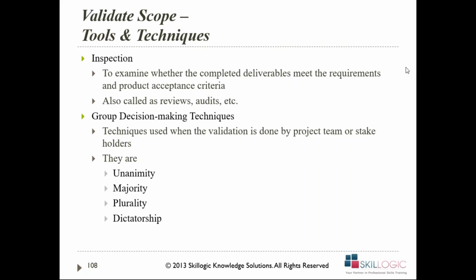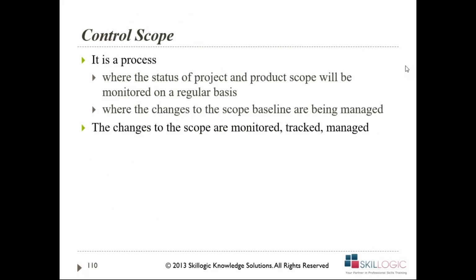Now, if we are deviating, what has to be done? We need to ensure that we control the scope. So control scope is a process where the status of the project and product scope will be monitored on a regular basis, where the changes to the scope baseline are being made. The changes to the scope are monitored, tracked, and managed, right? So that becomes my control scope.